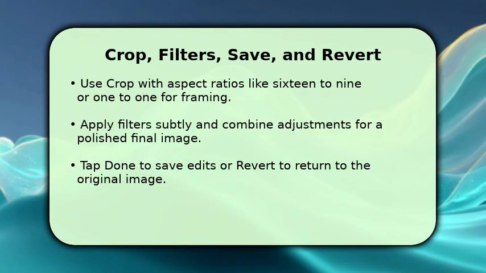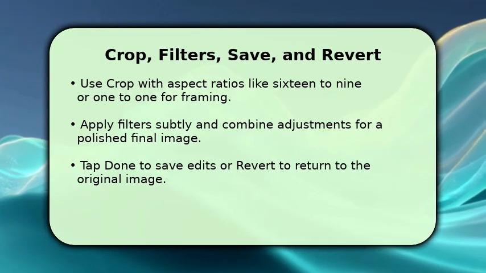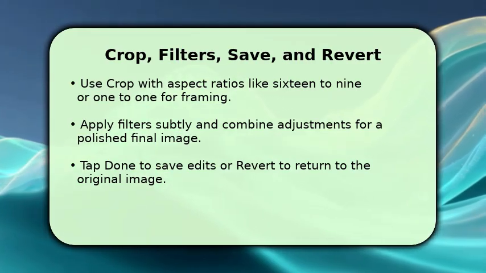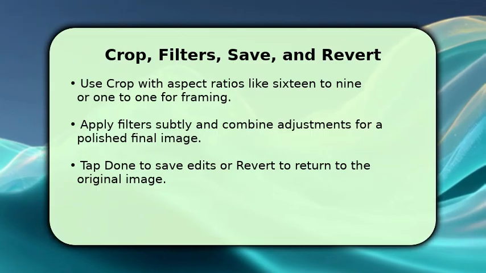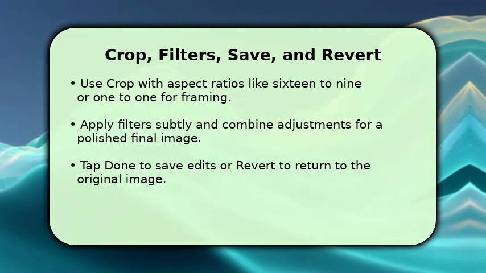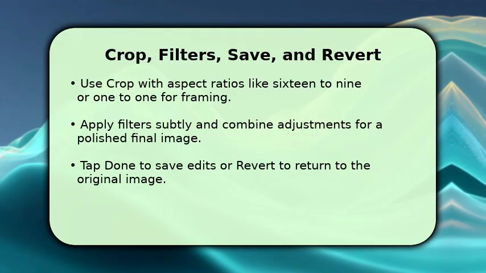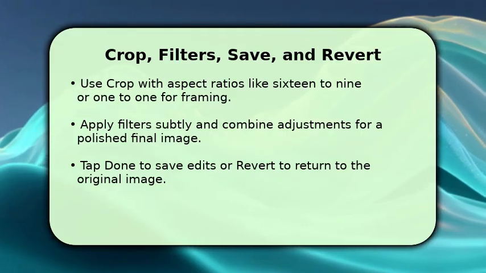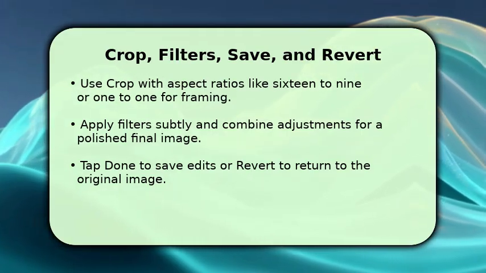Before fine-tuning, tap the Crop tool to straighten and frame your image precisely using aspect ratios. Choose 16:9, 4:3, or 1:1 depending on your destination. Use the Rotate and Straighten controls to correct horizons by degrees if needed.